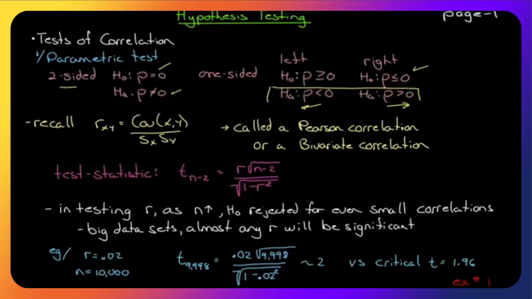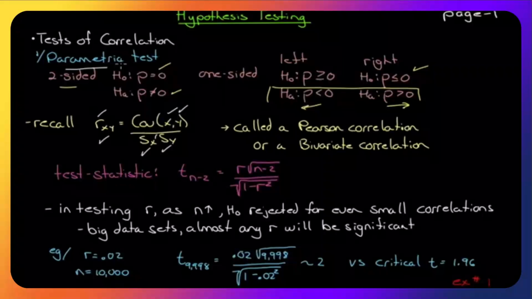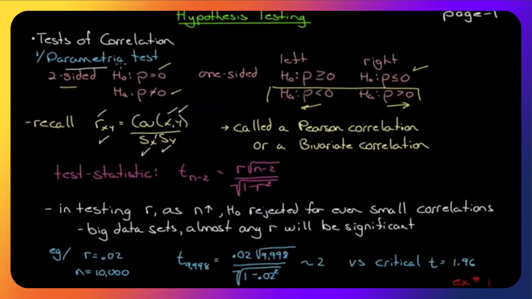And we have seen how to calculate a correlation coefficient before. It is just R, which is equal to the covariance of the two variables divided by each of their standard deviations. Each one of these things is a parameter, hence parametric testing. This correlation, by the way, has a name. It's called a Pearson correlation. You may have heard it referred to somewhere else as a bivariate correlation.